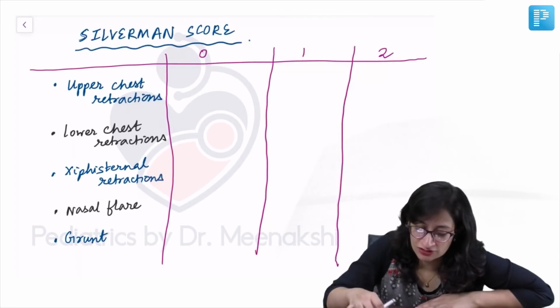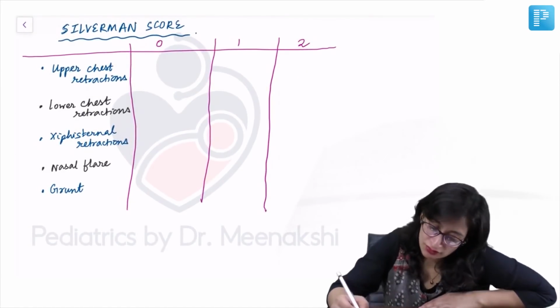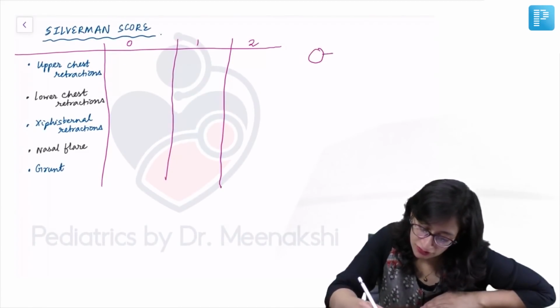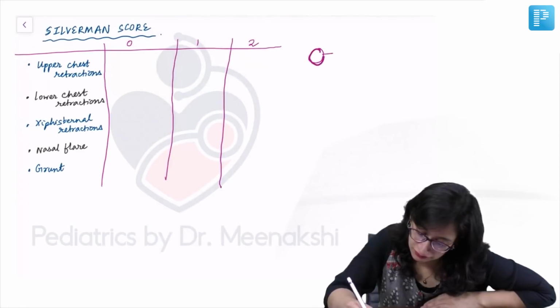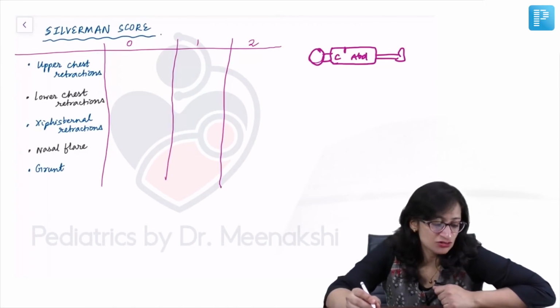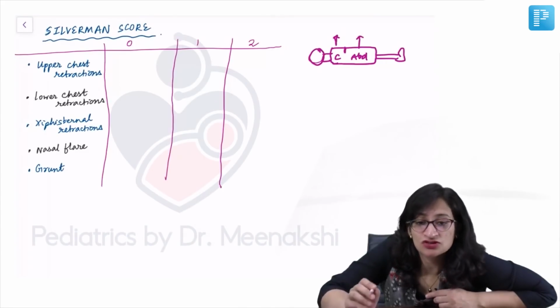For upper chest retraction, basically you compare the movement of the chest and abdomen. Okay. So first let us see how that happens. If this is a neonate lying supine, so this is the chest and this is the abdomen. Now for upper chest retractions, normally the chest and the abdomen both will rise together and almost equally during respiration. So that will be a score of 0.